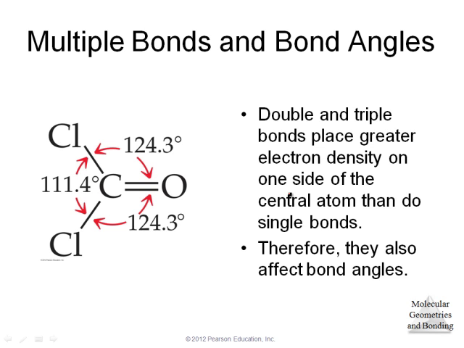Look at the central carbon. How many electron domains are there? 3, right? 1, 2, 3. Remember, a double bond counts as only 1. So 3 electron domains, no lone pairs on the central atom. That means which electron geometry? Trigonal planar, which is this.